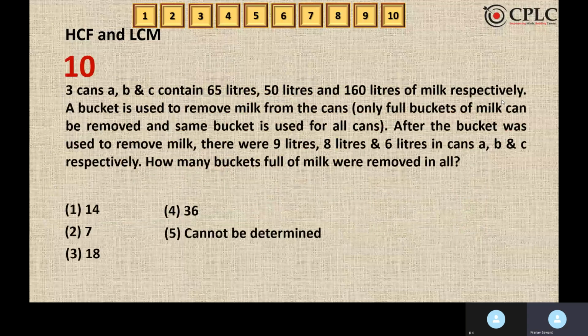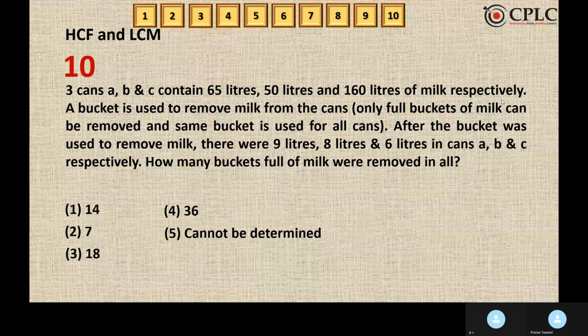Moving to the next question. 3 cans A, B and C contain 65 liters, 50 liters and 160 liters of milk respectively. A bucket is used to remove milk from the cans. Only full buckets of milk can be removed and the same bucket is used for all cans. After the bucket was used to remove milk, there were 9 liters, 8 liters and 6 liters in cans A, B and C respectively. How many buckets full of milk were removed in all?